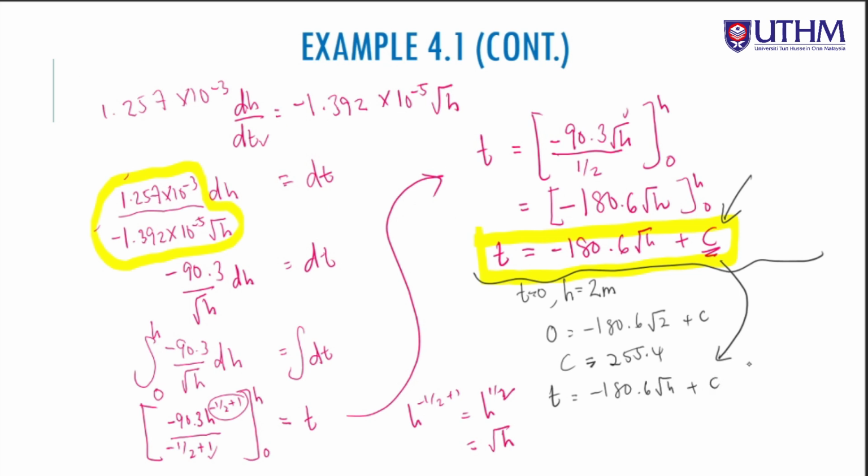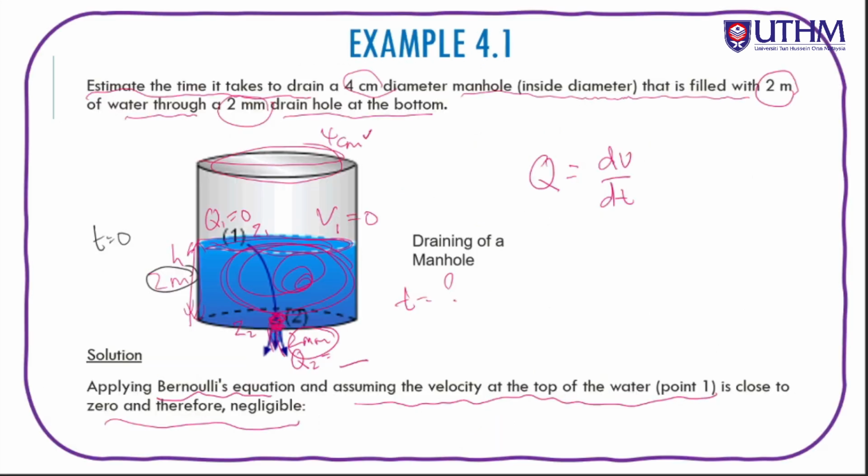C kita dah dapat kan, plus 255.4. Okay, kita dah dapat complete equation untuk find time kan. So maksud dia sekarang with this information kita boleh dapatkan masa pada kedudukan H bila pun tak apa. Tapi kat question ni dia tanya apa? Estimate the time it takes to drain. Maksud dia untuk keringkan this manhole.